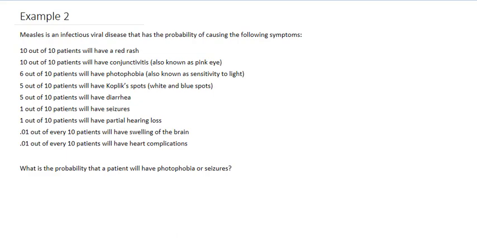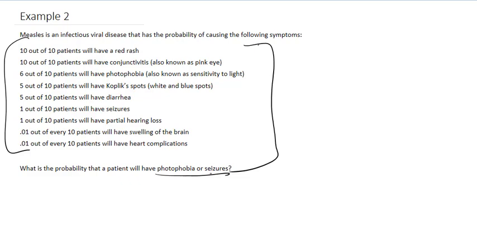Measles is an infectious viral disease that has the probability of causing the following symptoms, as you can see right here. So the question arises, what is the probability that the patient will have photophobia or seizures? So the key word here that we're going to look at is "or." So when we use the word "or," we know we need to add the 2 numbers together.